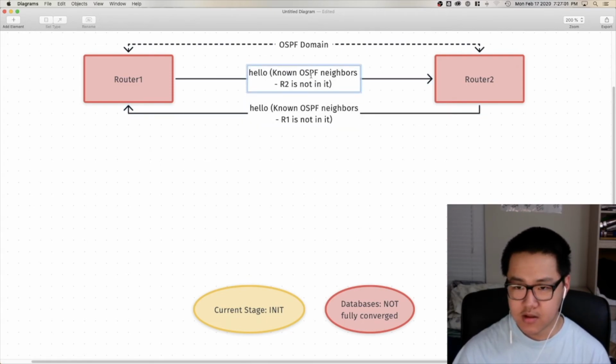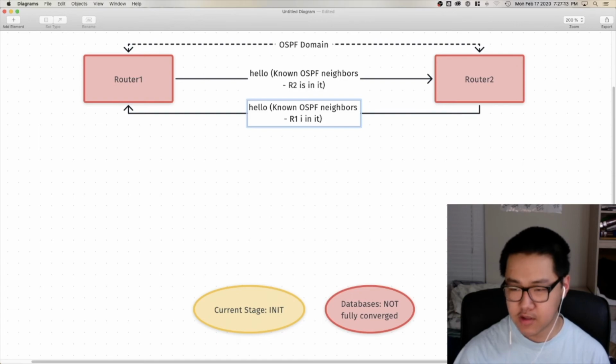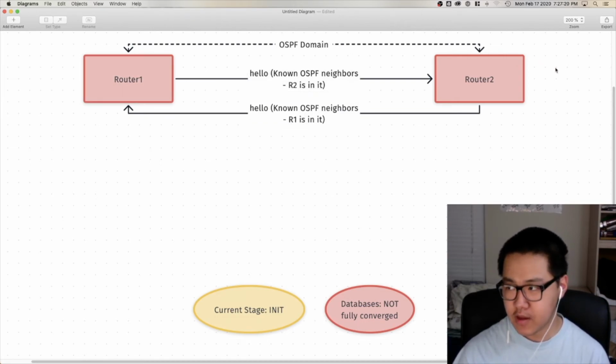so let's say we get successive hellos, and now that they've received each other's hellos, assuming everything's fine in the OSPF domain, now they are in it. So again, we're assuming that the hellos are exactly synchronized for the sake of being absolutely ideal. Now that R2 and R1 are in the other router's respective hello messages under the known OSPF neighbor section, we now have two-way knowledge of each other. We have a two-way state, actually.